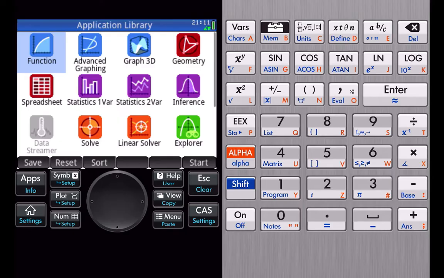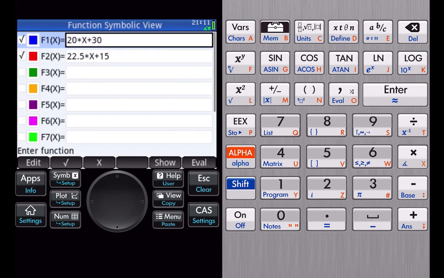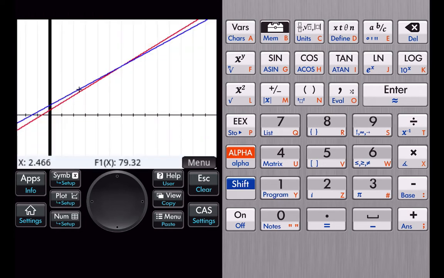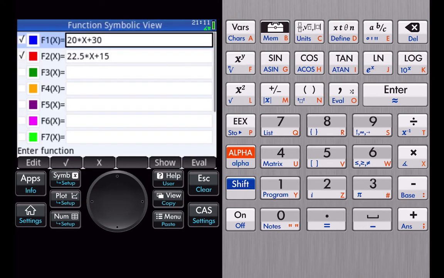We have actually entered the equations of the two companies in the Apps function, and this is where we have those two equations. And when you press plot, you can see how it looks. Now what we will do is compare the two tables of values of the blue and the red graphs. Don't forget, the blue one was Tetero and the red one was Schreifers.